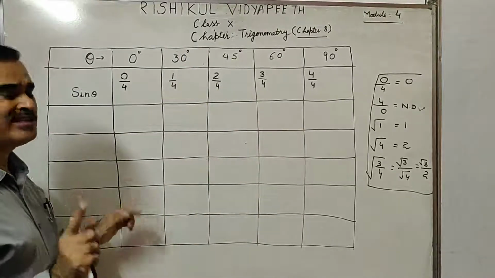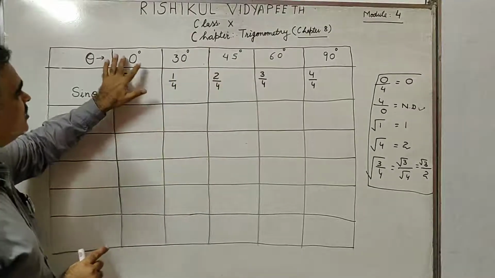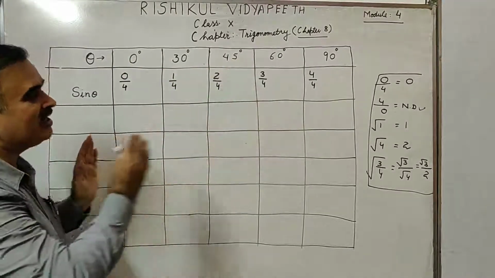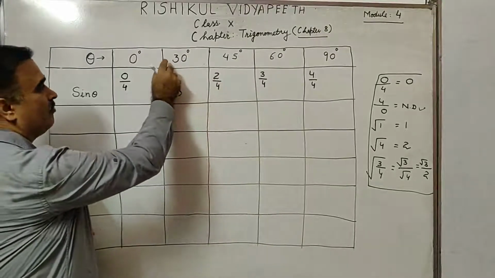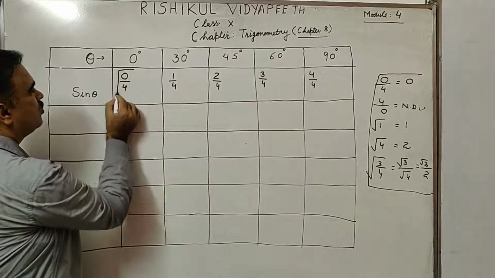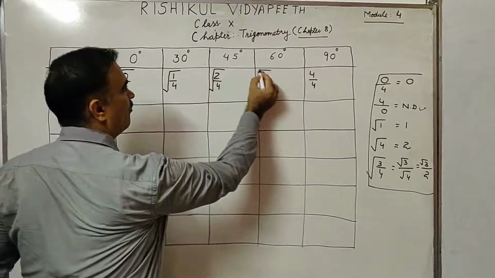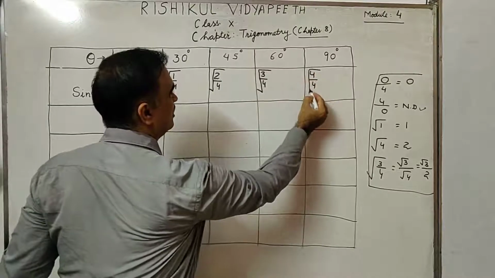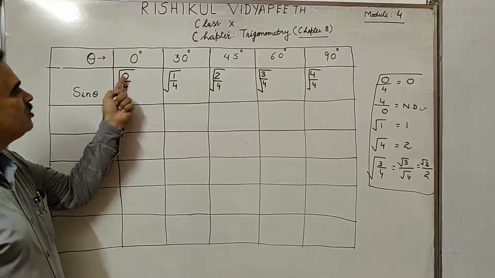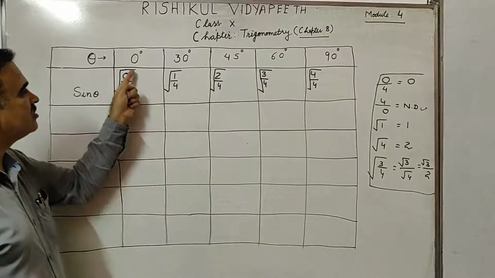Some students commit mistakes also. They write 45 here, 30 here. No, it should be written here. First of all 0, then 30, then 45, then 60 and 90, means ascending order of these angles. Now you put square root on all of these. Now I think you understood this. Again I am repeating. You will start from 0, 1, 2, 3, 4, then divide each term by 4 and then take the square root.